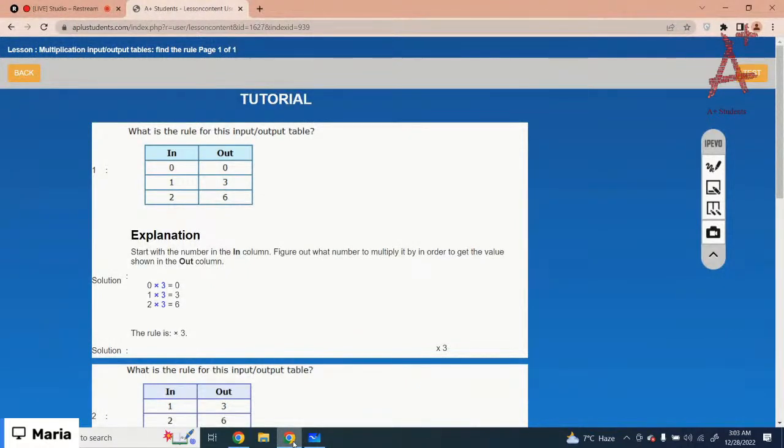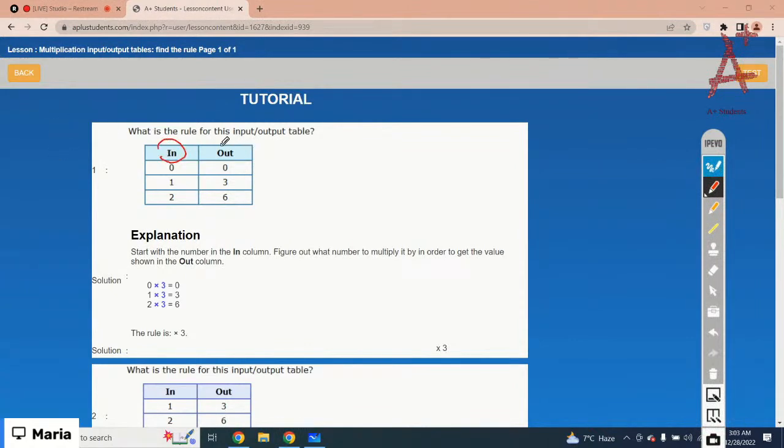You are given a table. You have to find a rule and complete the table. Got it? What is the rule for the input output table? You are given a table, you have to basically find a rule for the table. Let's start with the example. Here are the input values and here are the output values. Basically you have to figure out the relationship between the input and output values.